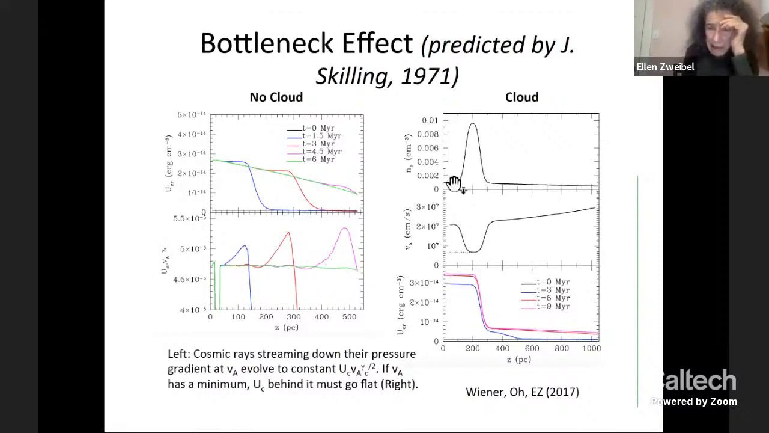But now we put a cloud in. We put in a very simple cloud in one dimension with this density distribution and a consequent dip in the Alfvén speed. And the cosmic ray pressure really does go flat. It's not just flat to the eye. I'll show you later on that it is really, really flat. So in this region here, as Skilling predicted, there are no waves, there is no coupling. Then when the cosmic rays get past the density maximum, they re-engage.